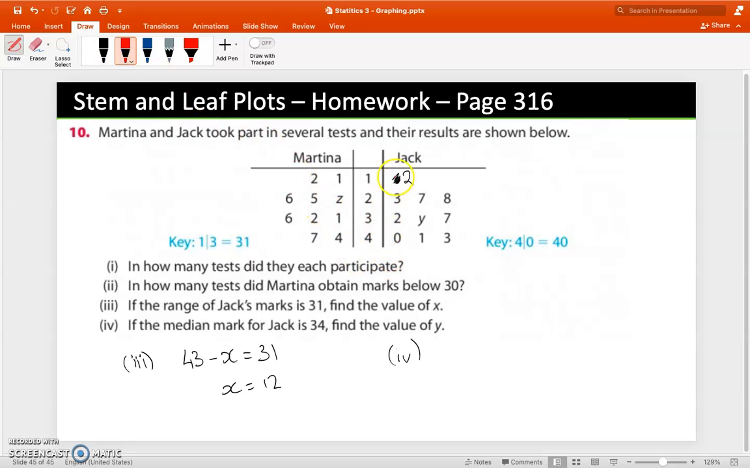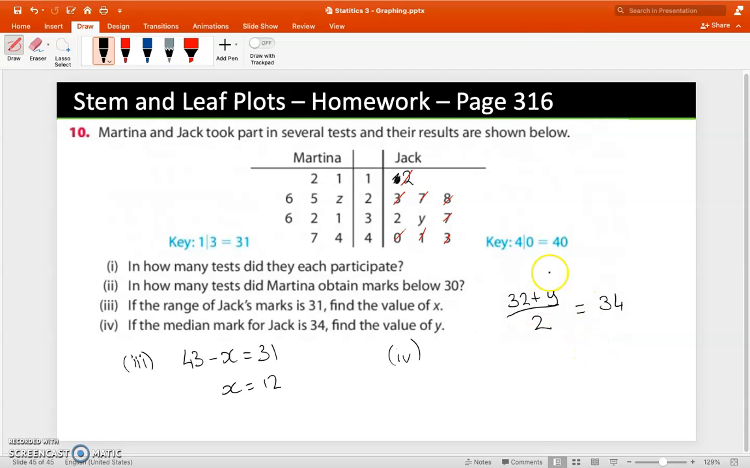So it tells you that it's 34. So again, we're going to do the same thing. So I cross out my first one, my last one, my second last, my third last, my fourth last, and I'm left with 2 numbers in the middle this time. So when we're finding the median, it's usually the one number plus the other number, which in this case is y, divided by 2, and this is going to give me 34.